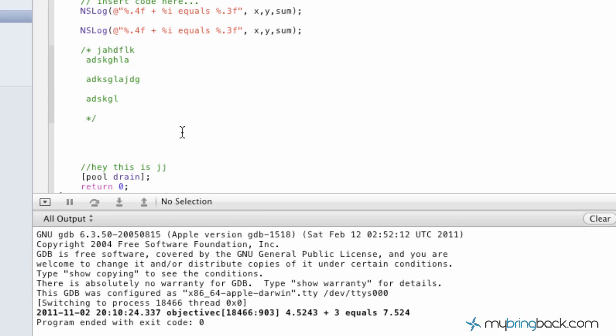So that's kind of the basics of commenting. Again, important as you go forward with Objective-C programming and any other programming language out there.